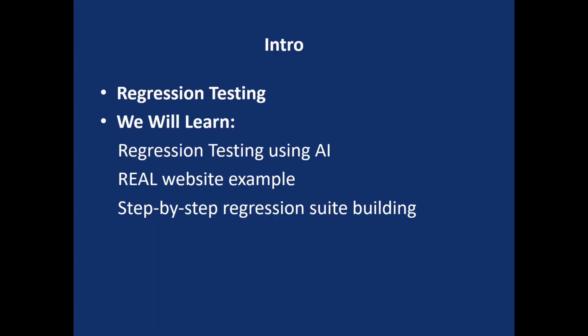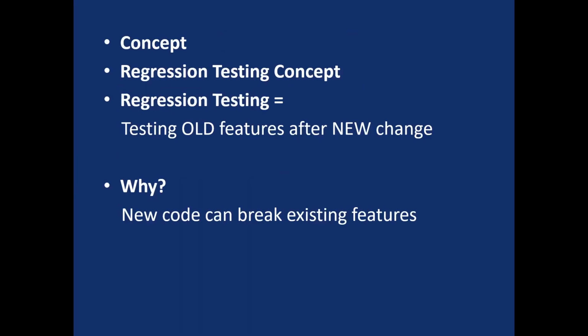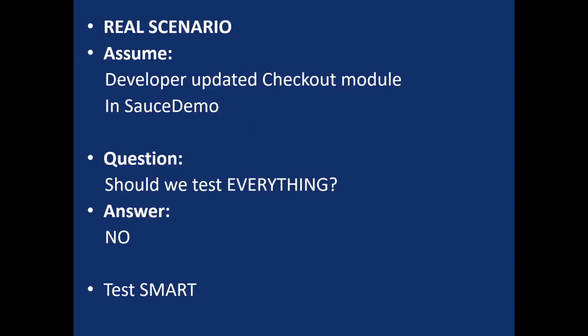Regression testing. We're going to check not just theory, we will use AI plus a real website example and build a regression suite step by step. We're going to take the real example of SauceDemo. First, just understand what regression testing basically is. Regression testing is basically testing old features after new changes. Why? Because new code can break existing features.